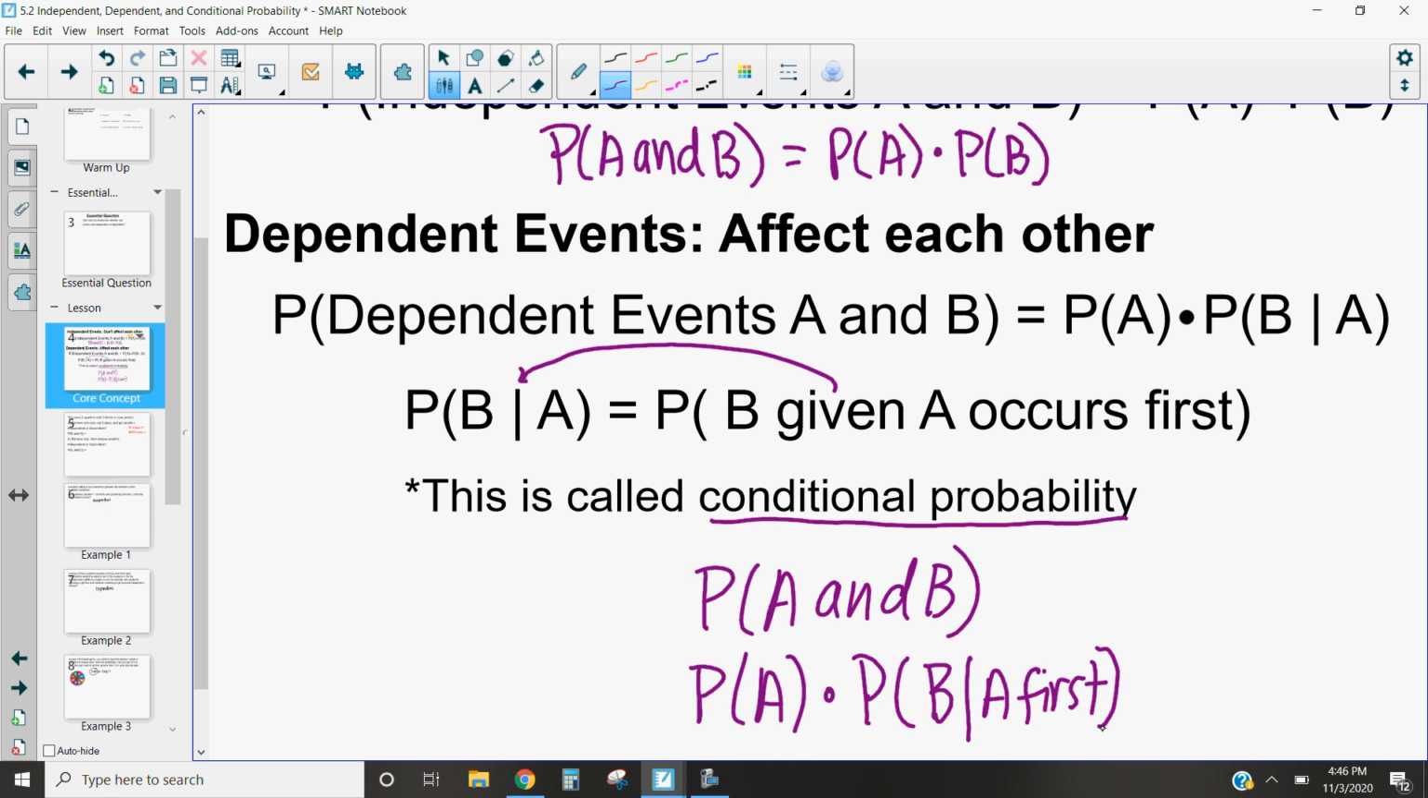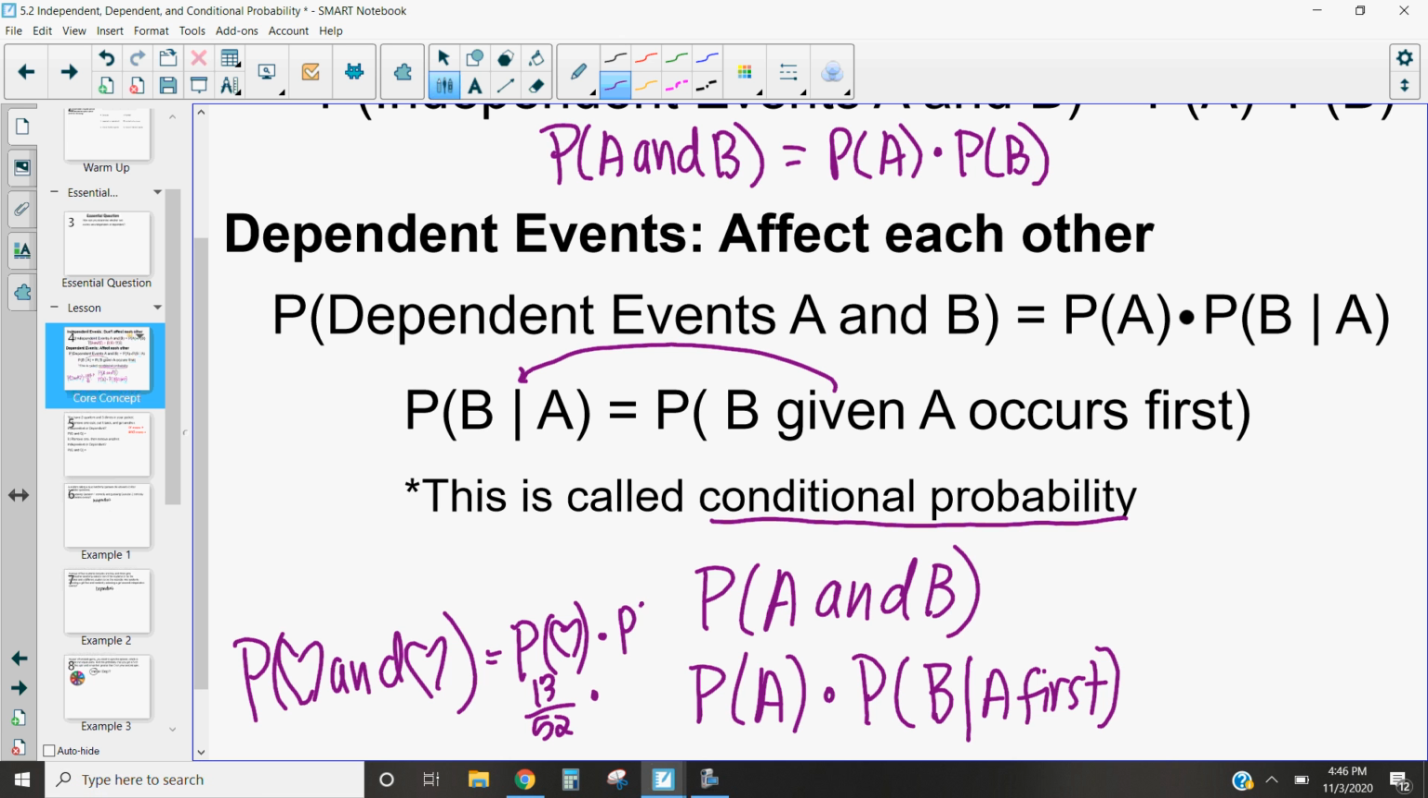And so take, for example, us drawing a card, and I want to know what's the probability of getting hearts and then getting hearts again. So these are dependent events because I'm going to do this without replacement. So I'm going to take a card, set it aside, take a card, and do it again. The probability of me getting hearts the first time is going to be 13 out of 52. And means multiply. And then I want the probability of getting hearts given that I got hearts last time. So if I got hearts last time, there are only 12 hearts left and only 51 cards.